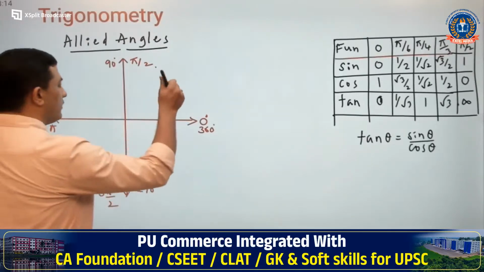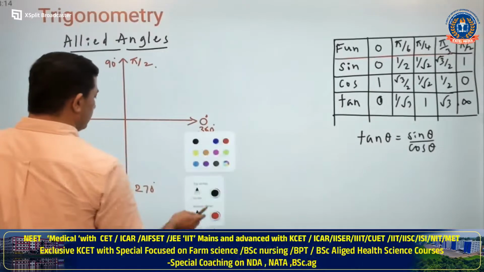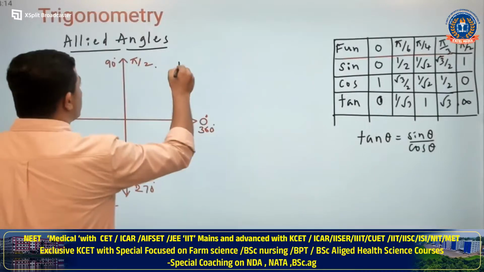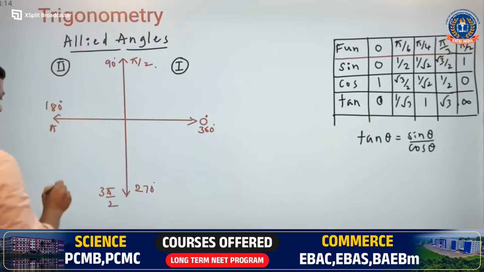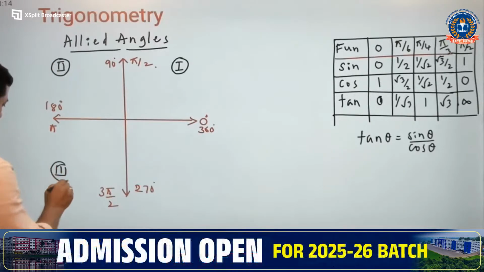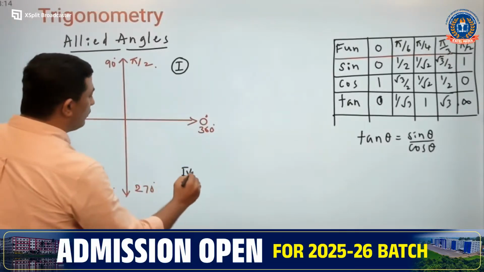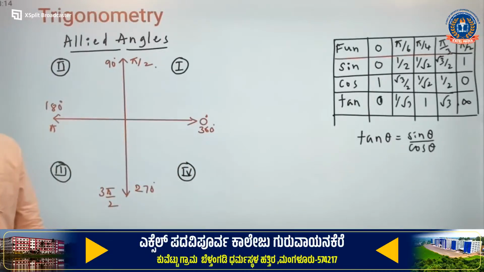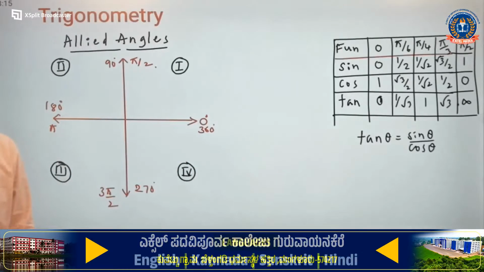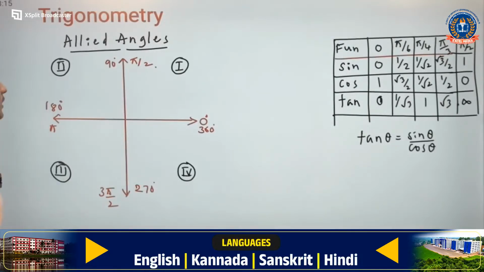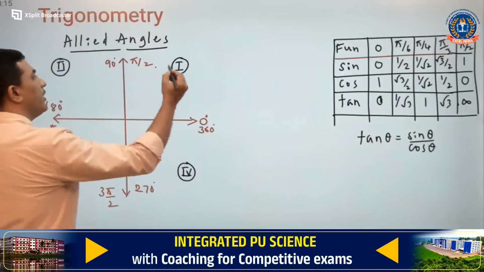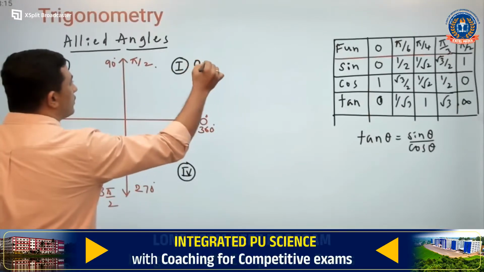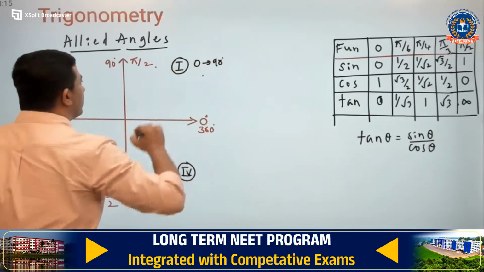It is called the first quadrant. First quadrant. This is the second quadrant. And this is the third quadrant, and this one is the fourth quadrant. Yes. Okay, if you are not done, just listen to this one. The first quadrant is 0 to 90 degree.